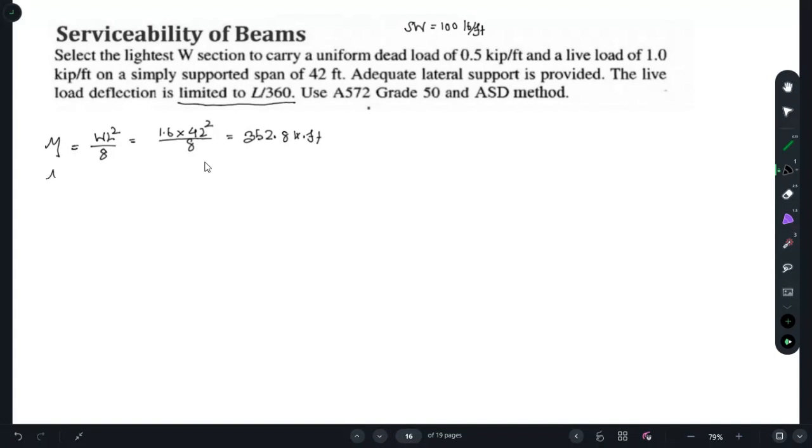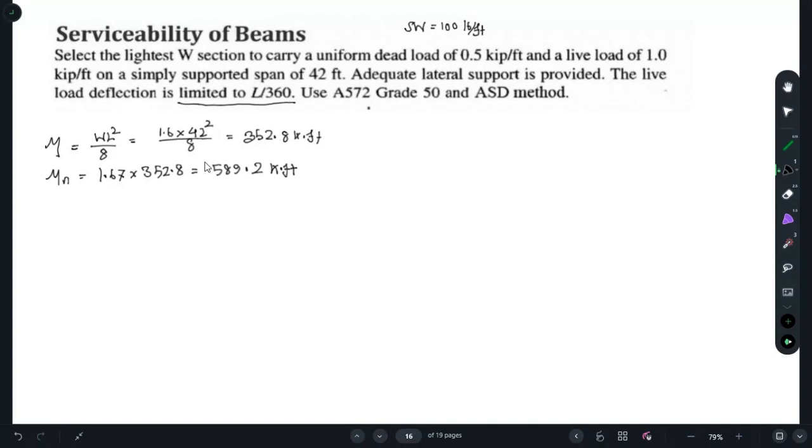And the nominal moment, since you're using the ASD method, would be 1.67. That is actually a factor, multiplied by 352.8. So the nominal moment would be 589.2 kip feet.